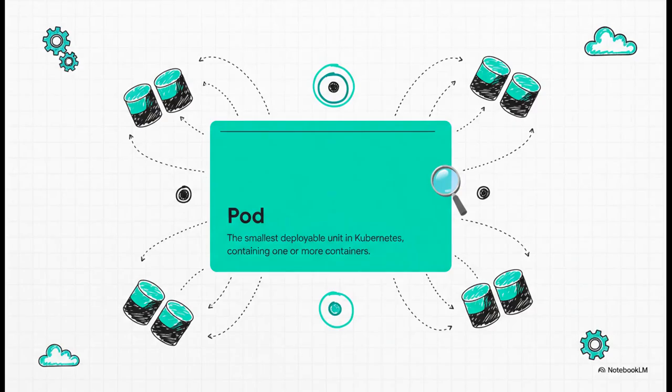Okay, first concept, the pod. You can't get any more basic than this in Kubernetes. It's the smallest thing that Kubernetes works with. And a pod is essentially just a wrapper around one or more of our Docker containers. It's like the basic building block, the atom of the Kubernetes world.